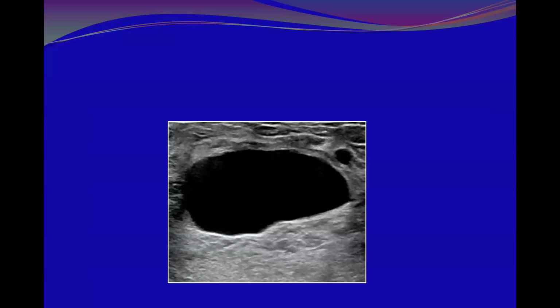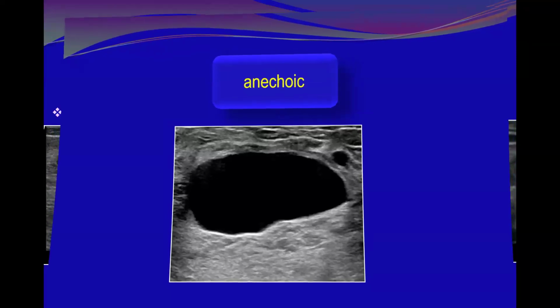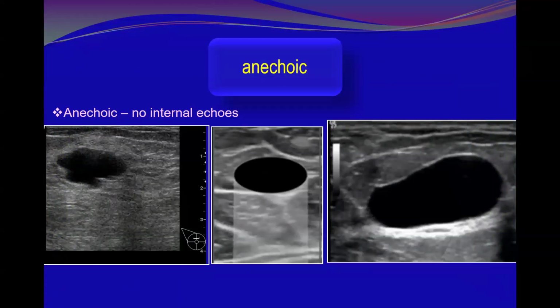Okay, so this is obviously an anechoic mass or cyst, and these are two anechoic masses. What do you think about both? Definitely this one is oval, parallel, circumscribed with pseudocapsule, straightforward, with posterior enhancement. A straightforward simple cyst, like this one.